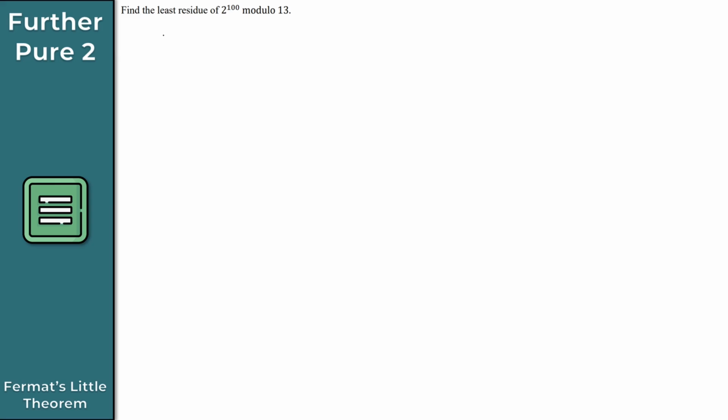For question 1, all we want to do is find the least residue of 2 to the power of 100 modulo 13. What I can see straight away is 13 is a prime number, and that suggests Fermat's little theorem might be quite useful. So I can use Fermat's little theorem, and what I obtain is 2 to the power of 12 is congruent to 1 mod 13.